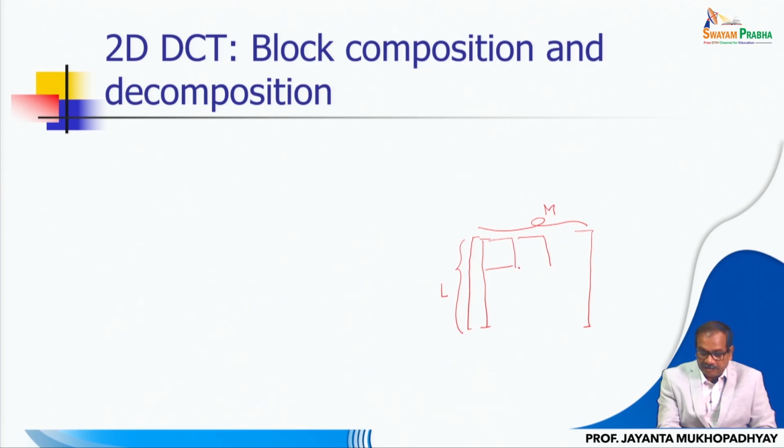So, these are the L cross M of N cross N blocks. In this way it proceeds. Similarly, these are all N cross N blocks.